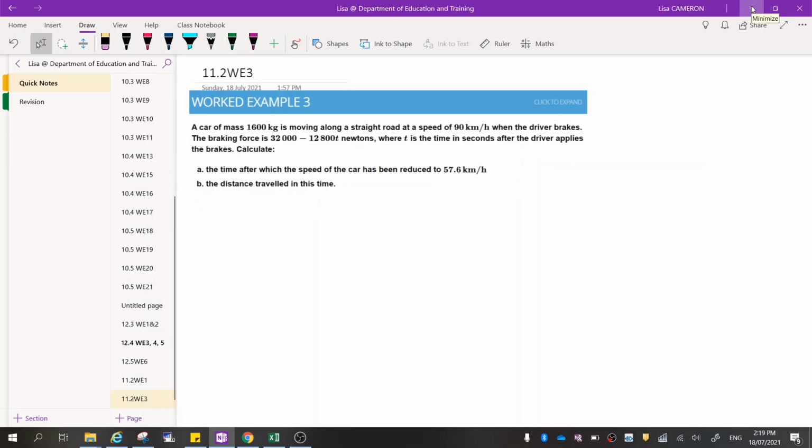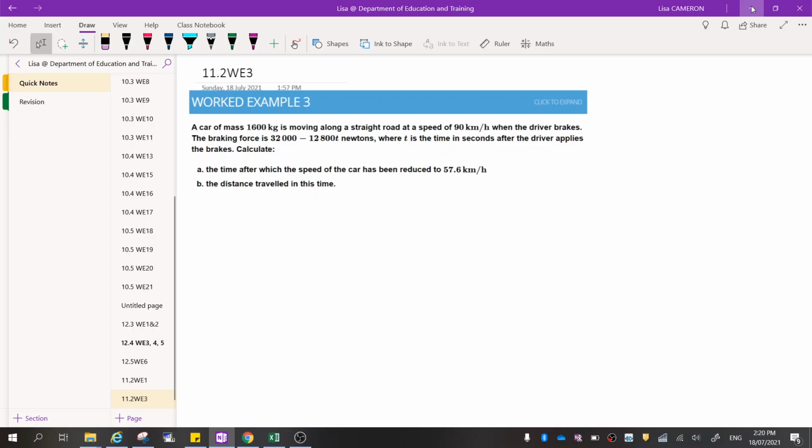A car of mass 1,600 kilograms is moving along a straight road with a speed of 90 kilometers per hour when the driver brakes. The braking force is 32,000 minus 12,800 T, where the force is measured in newtons and T is the time in seconds after the driver applies the brakes. Calculate the time after which the speed of the car has been reduced to 57.6 kilometers per hour and the distance travelled in this time.